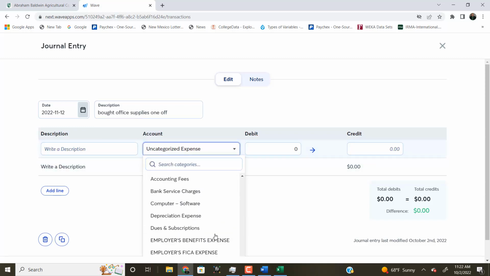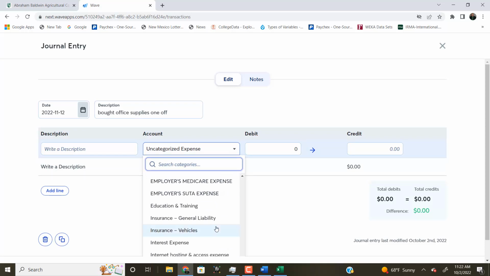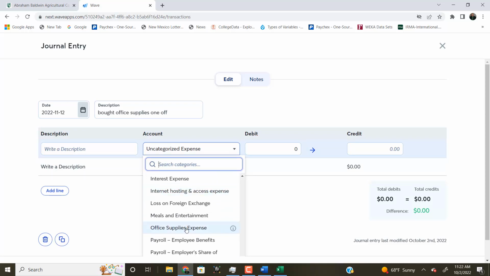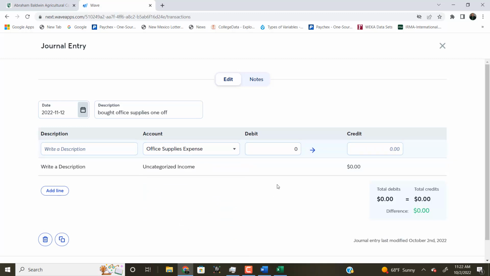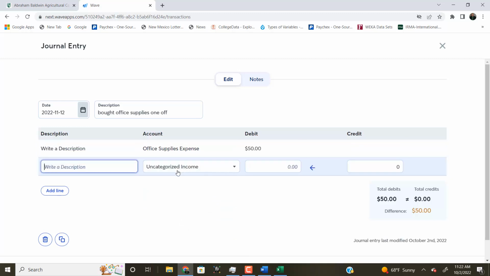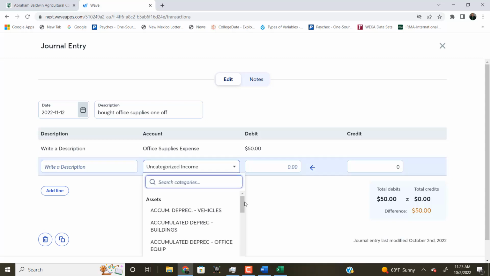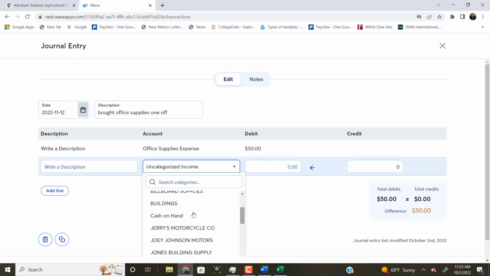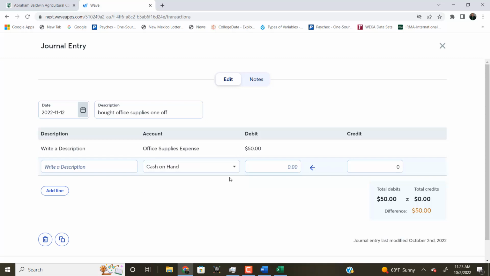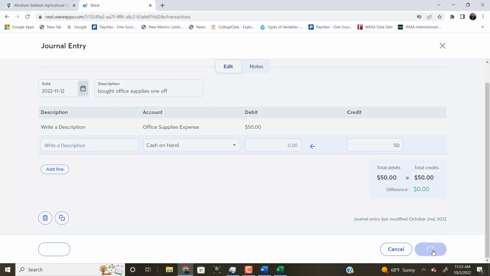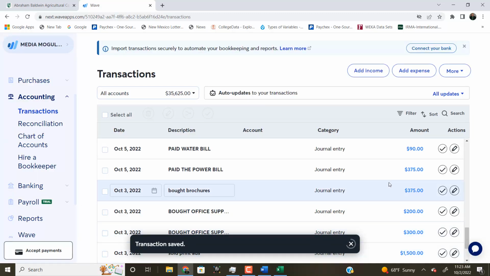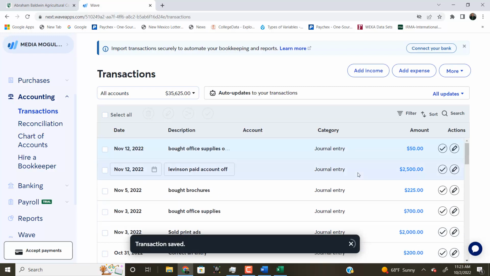And so now I'm looking for the expense. And sometimes I think it's easier just to type it in, but either way. And now over here, what did I pay for it with? Well, cash. So my cash is falling by $50. And save it. All right. That takes care of that one.